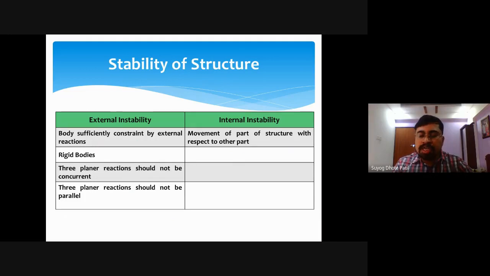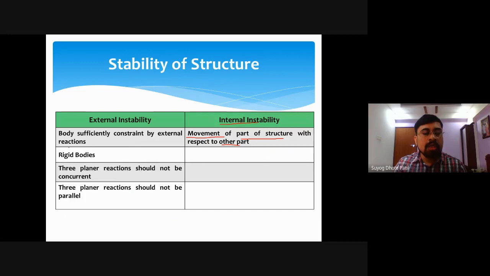But when there is movement of one part of a structure with respect to another part, in that case we can say this structure is not stable. If there is no movement of one part of a structure with respect to the other, in that case we can say that this structure is internally stable. But if there is a relative movement, then we can say the structure is internally unstable.